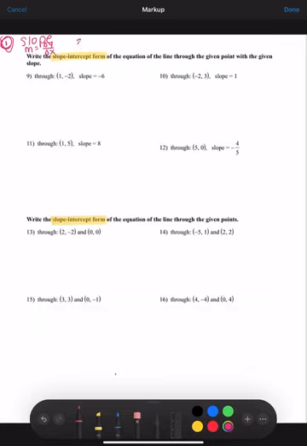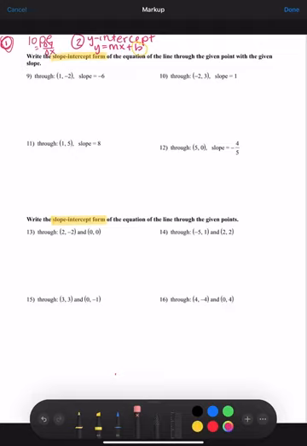Once we have the slope, which in 9 through 12 we already do, we're going to use one point and the slope, and we're going to plug it into the equation y equals mx plus b to find the y-intercept. We're going to use y equals mx plus b. We're actually going to be solving for b. We're going to plug in x, y, and m to solve for b. And over here, we're solving for m.